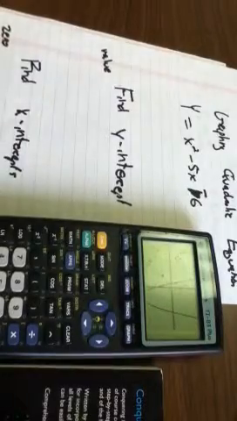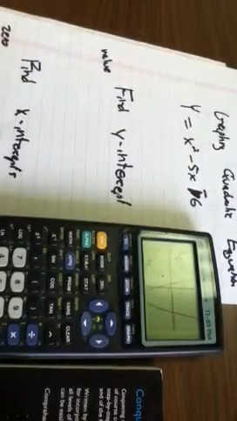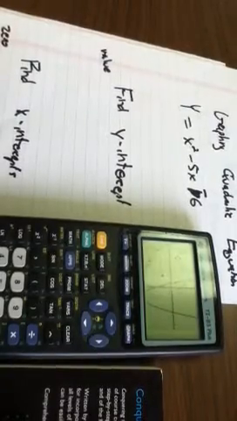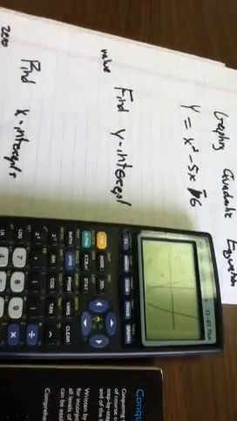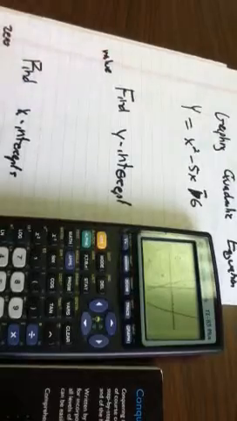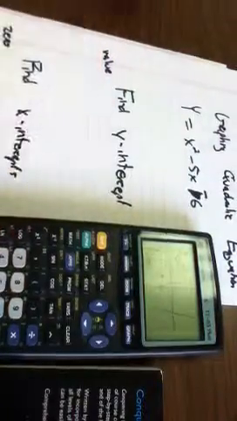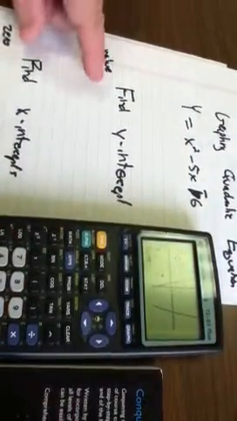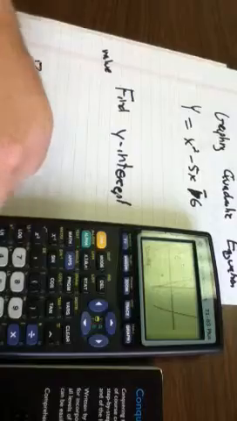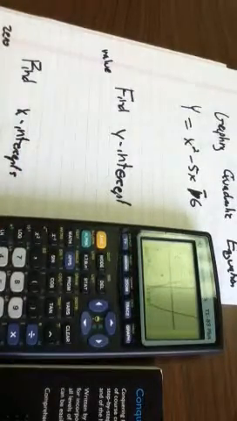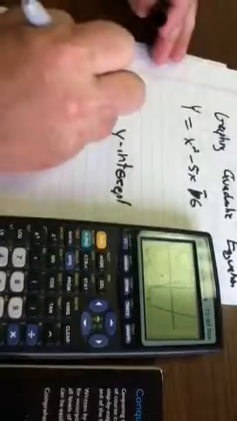Now to find the x and y intercepts, we do it the same way as we did in the previous tutorial. To find the y-intercept, I use the value function, which we access by hitting second calc, 1 for value. Being that we're looking for a y-intercept, x is going to equal 0, and we hit enter. So we get the value of 0, negative 6 as the y-intercept.